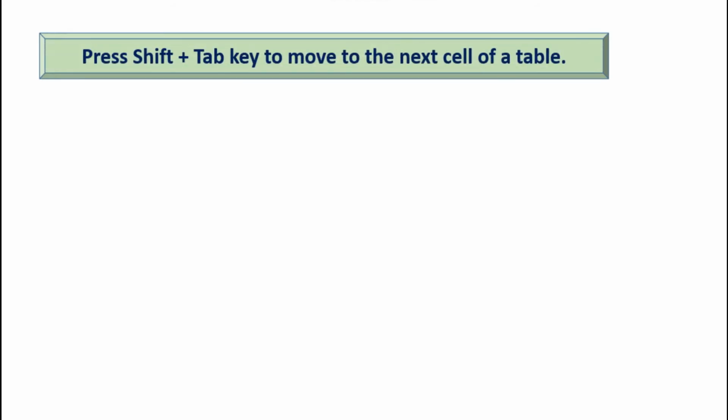Next is true false. You have to tell whether the statement is true or false. So first is, press shift plus tab key to move to the next cell of a table. So tell this is true or false. This is false. Shift plus tab key is not used to move to the next cell. Only tab key is used. Shift key plus tab key is used to go to the previous cell.